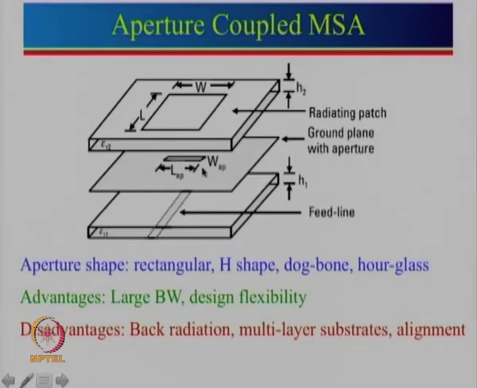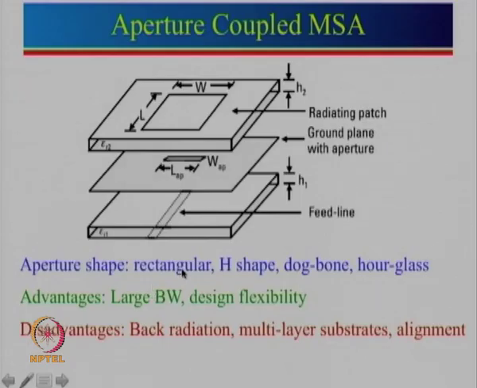However, if we choose a resonant length here, then since it is becoming resonant, it also radiates in the back side. So, in fact, one of the major disadvantages of the aperture coupled microstrip antenna is that there is a back radiation, and that is why majority of the aperture coupled microstrip antennas have a very poor front to back ratio. And to increase the coupling, many other configurations have been used.